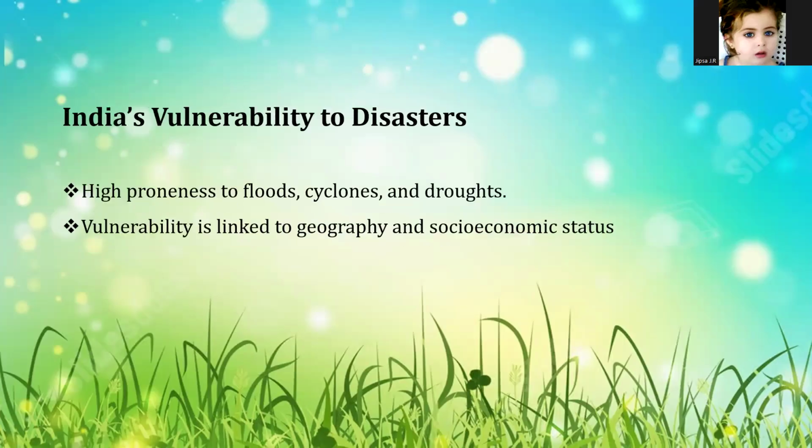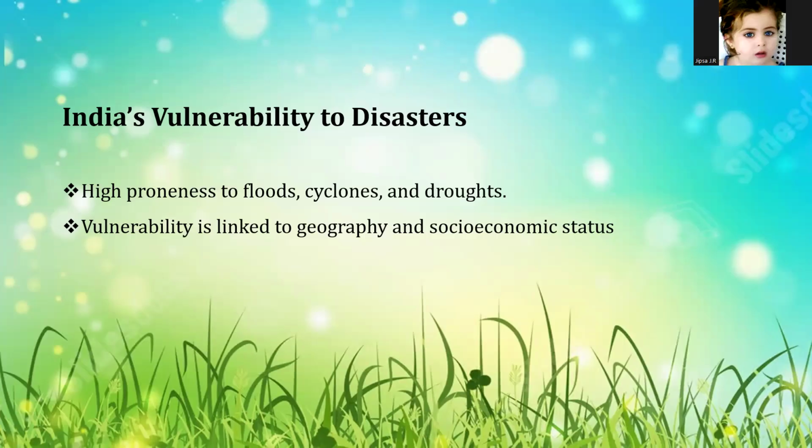And coming to the next slide, it is India's vulnerability to disasters. This slide provides a concise overview of why India is particularly susceptible to natural disasters. It highlights two main dimensions, the physical or climatic factors and the human or contextual factors. That means physical climatic factors, what happened, and in the case of human contextual factors, who is most affected.